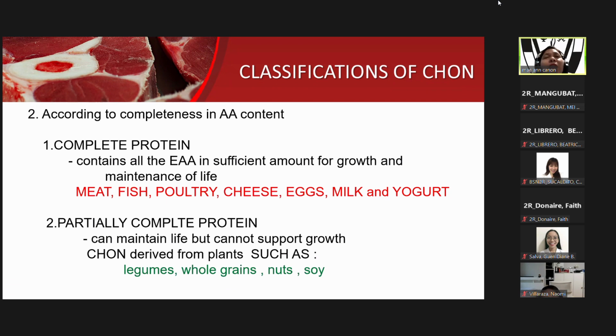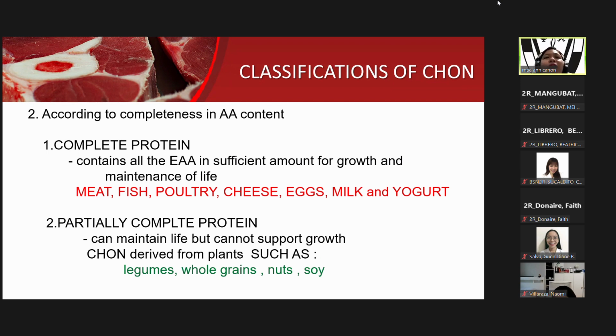Okay. According to the completeness of your amino acid content, we have what is called complete protein. Complete protein contains all the essential amino acids, meaning all the nutrients that we need to absorb and use in our body. This will help in the growth and the maintenance of your life. Commonly fish, meat, etc. are complete protein foods.